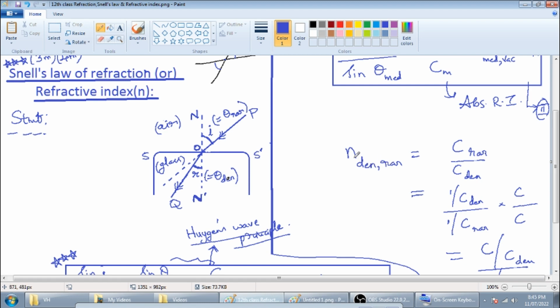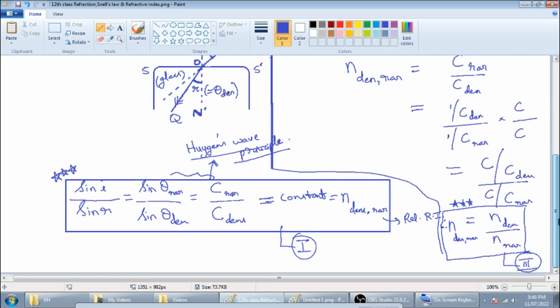The refractive index of denser with respect to rarer we have considered, because that is useful. Now, what about the refractive index of a rarer with respect to denser? From this equation it can easily be guessed that denser with respect to rarer is the velocity of light in the rarer by the velocity of light in the denser medium. The same way, the refractive index of rarer with respect to denser is what? Velocity of light in the denser by velocity of light in the rarer. Now just observe this without any confusion.